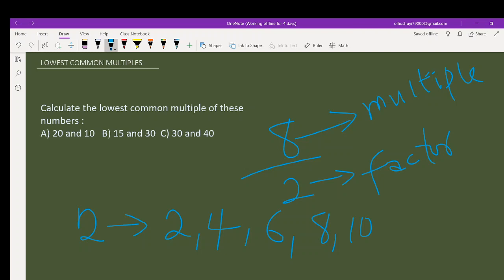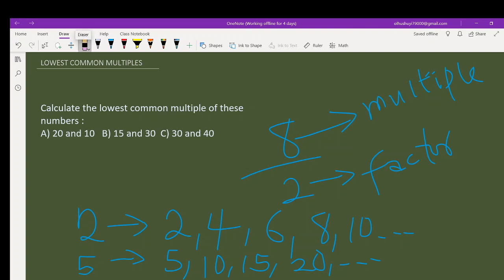Let's check for other numbers. You have 5. Of course, you know the multiples of 5: 5, 5 plus 5 is 10, plus 5 is 15, 15 plus 5 you have 20, and on like that. So it continues.